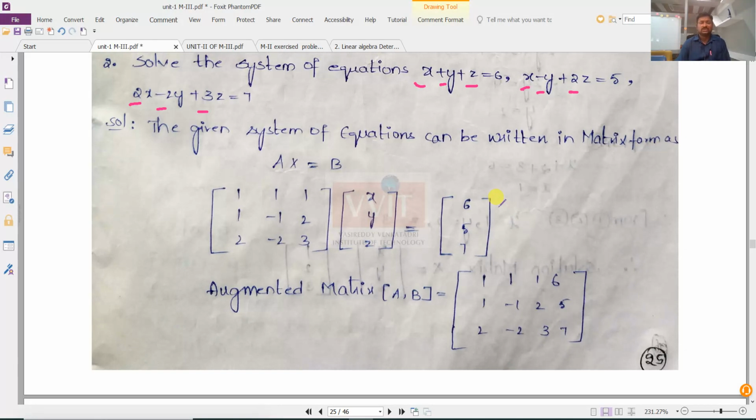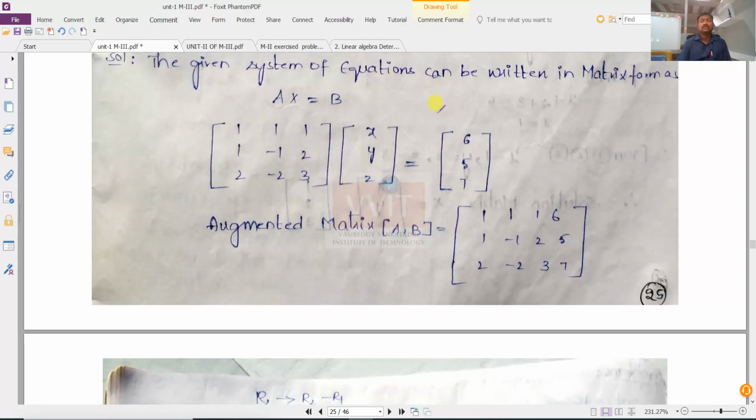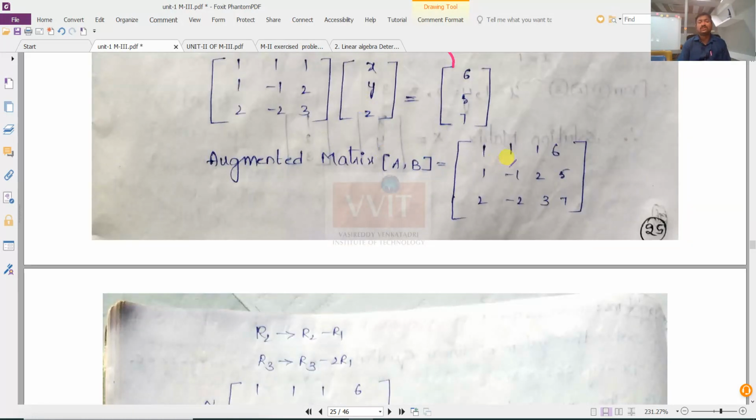This is what is given. Then for the augmented matrix, I join these two. So it is 1 1 1 6, 1 minus 1 2 5, 2 minus 2 3 7. Now I need to compute its rank by converting this into an upper triangular matrix.